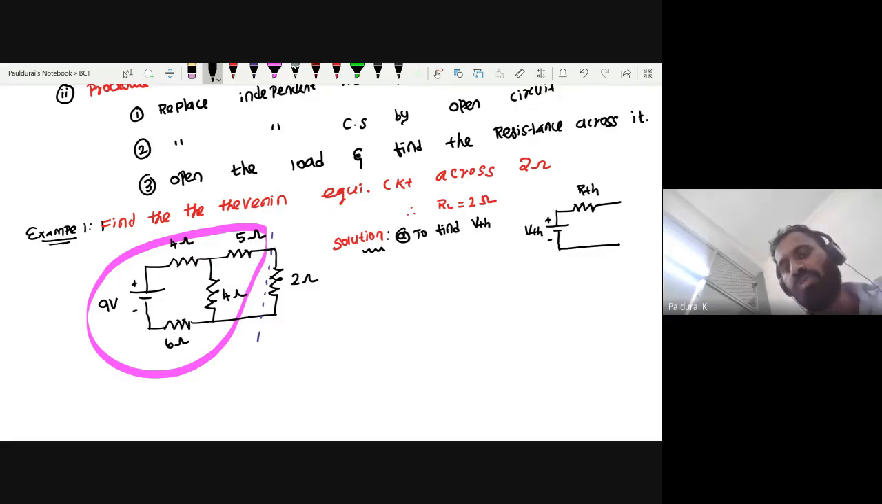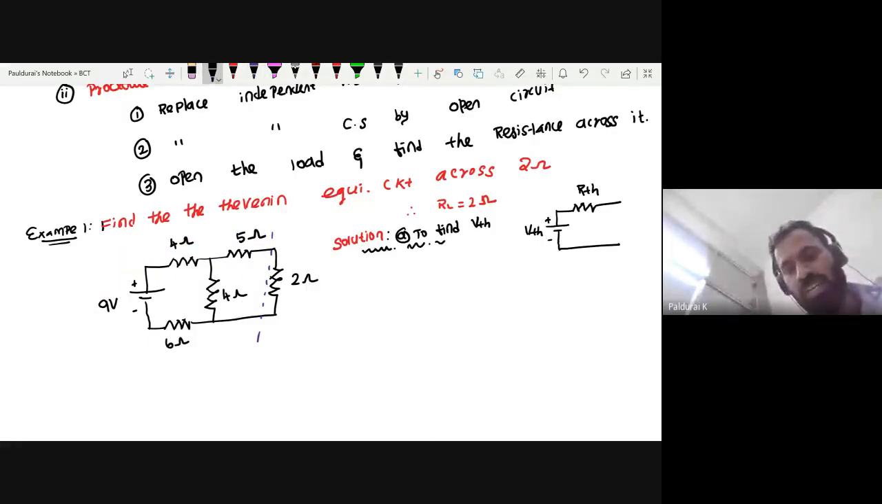So solution, first to find VTH. Listen to me carefully. What is the procedure to calculate VTH? You want to open the load. So what I am doing, I am opening the load. Open the load and find the voltage across it. This is my VTH.